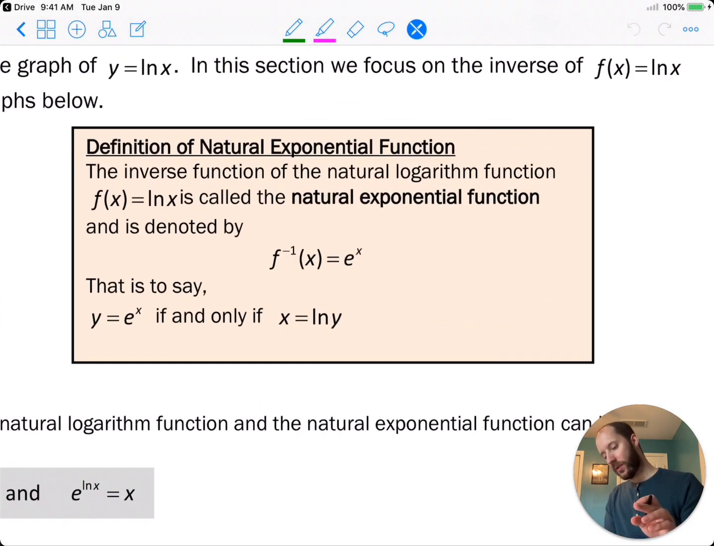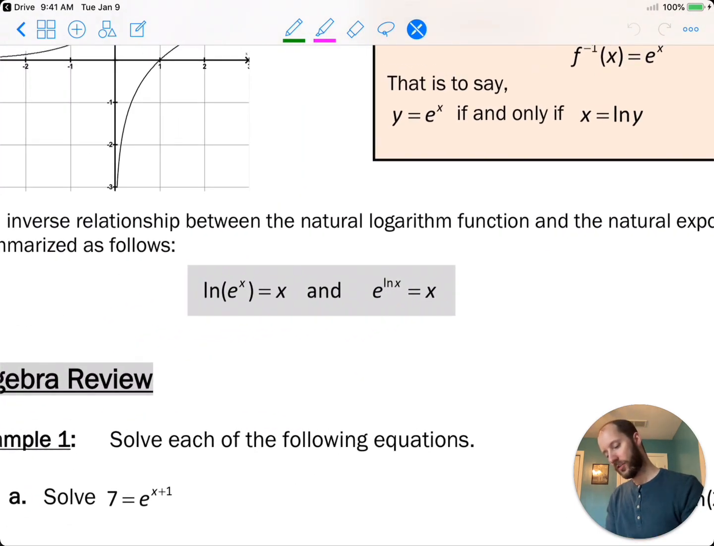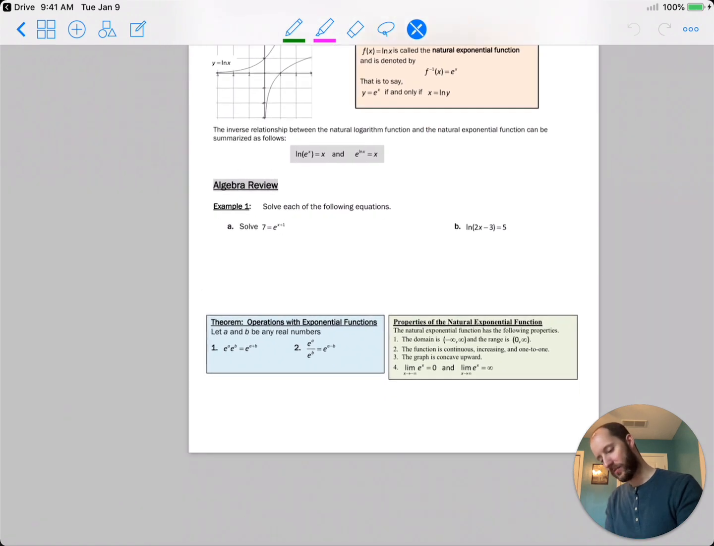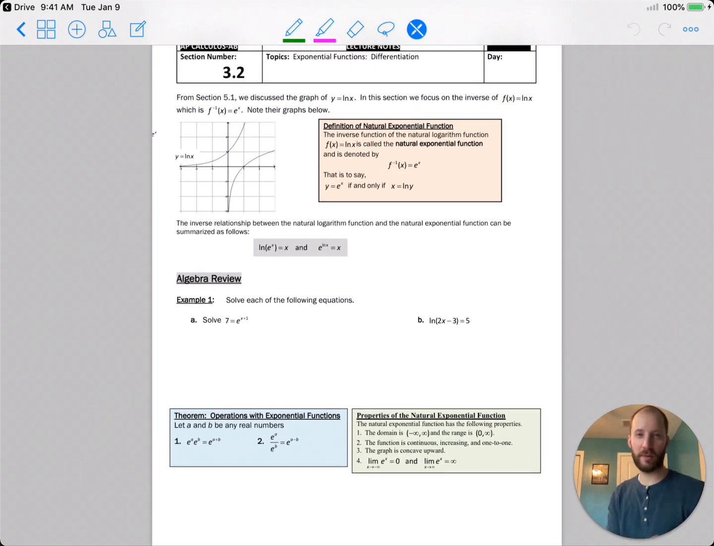This is one of my favorite derivatives ever. That should be later. Right now we're looking at some algebraic review, sorry, got mixed up a little.